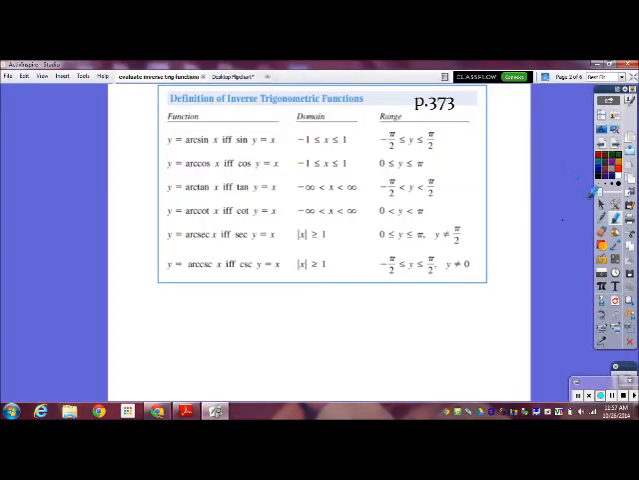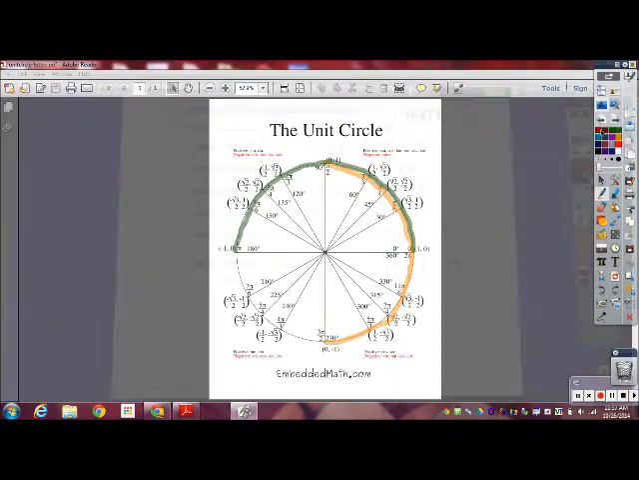And then for arc tangent, the domain is -infinity to infinity, so it doesn't matter what x value you put in there, but again it's restricted to -pi/2 to pi/2 on the unit circle. So that again would be the right side. And so arc sine and arc tangent are both restricted to the right side of the unit circle, and arc cosine is the top half.